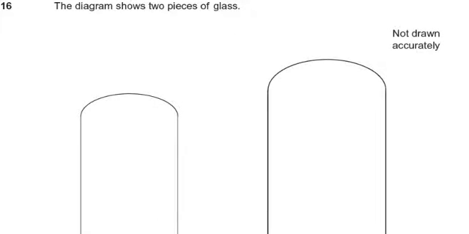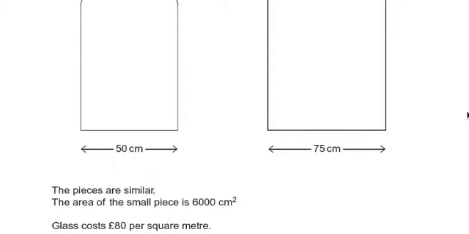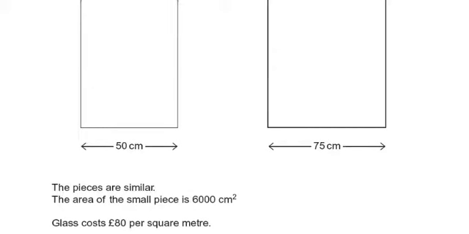Question 16 has given us 2 pieces of glass, and it says the pieces are similar. The area of the small piece is 6,000 centimetres squared, and glass costs £80 per square metre. Work out the cost of the large piece.